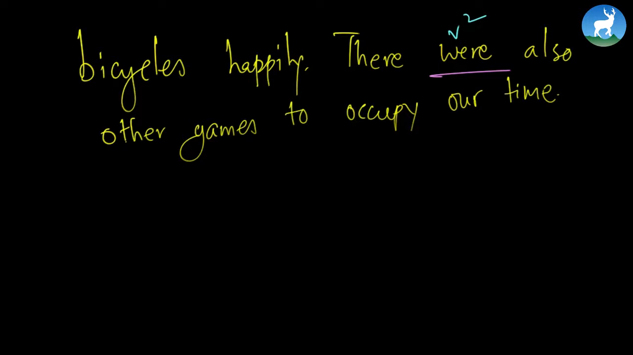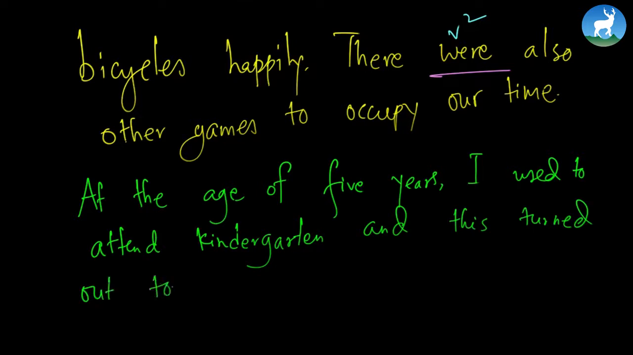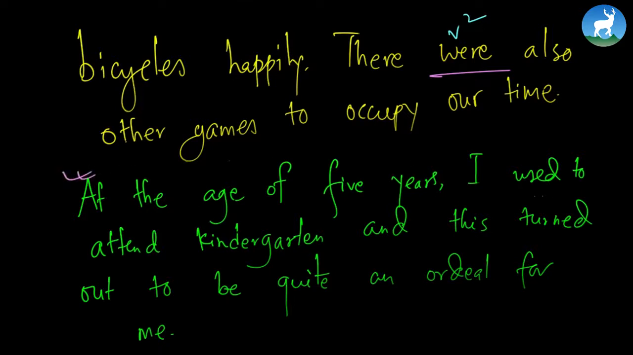Alright, let me continue with this paragraph. At the age of 5 years, I used to attend kindergarten, and this turned out to be quite an ordeal for me. So this is another topic sentence, the first sentence of the third paragraph. In this sentence, the used to structure is used. Why an ordeal? To go on writing, one used to structure is used, and another, past simple tense, is used.